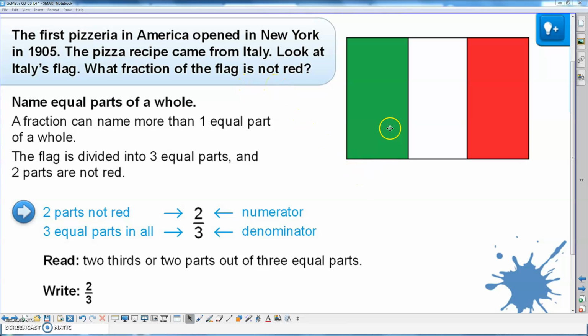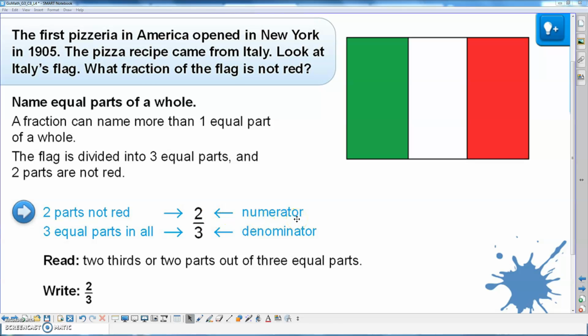So we can see, looking at the flag, there are 1, 2, 3 parts that make up the flag. A fraction can name more than one equal part of a whole. The flag is divided into 3 equal parts, and 2 of those parts are not red. So remember, we talked about what the number on top and the number on the bottom mean. The number on the top tells us how many parts we're talking about, and in this case, we're talking about the 2 parts that are not red. So that number on the top is going to be 2.